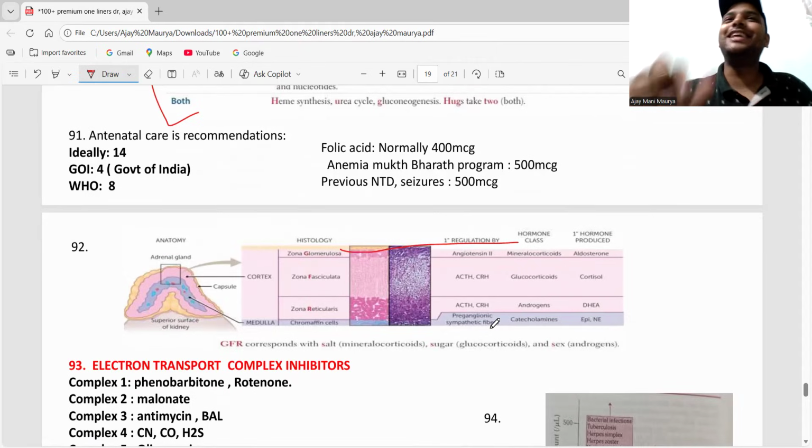They will give this image in your examination, or they will mark there. They will ask what hormone is coming here, what is the layer here. Remember this layer. Very, very important.